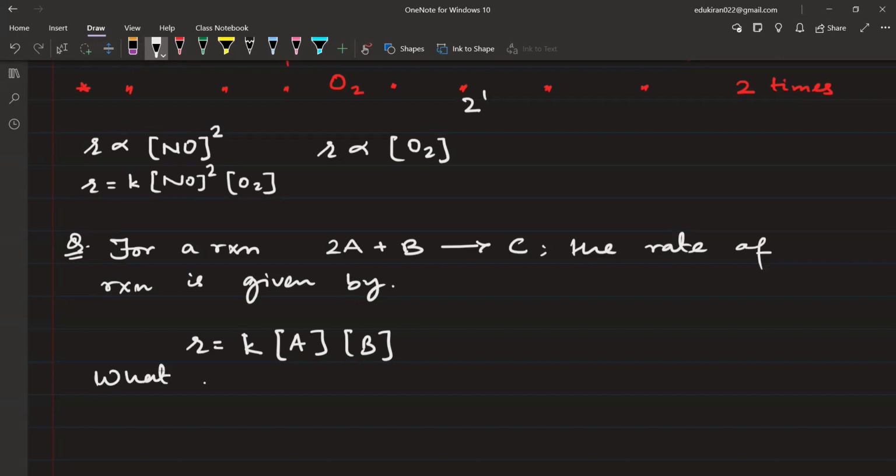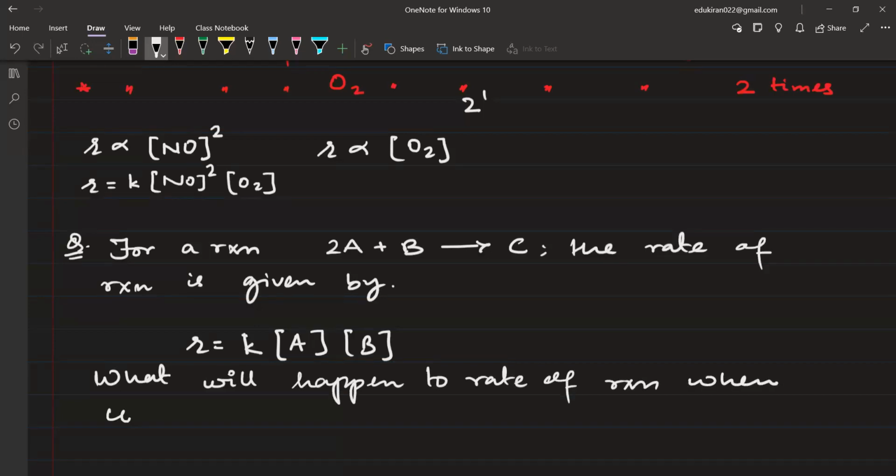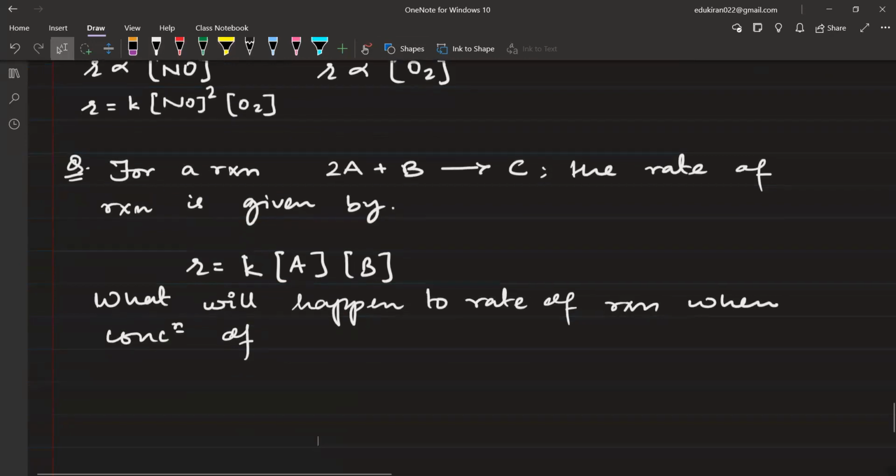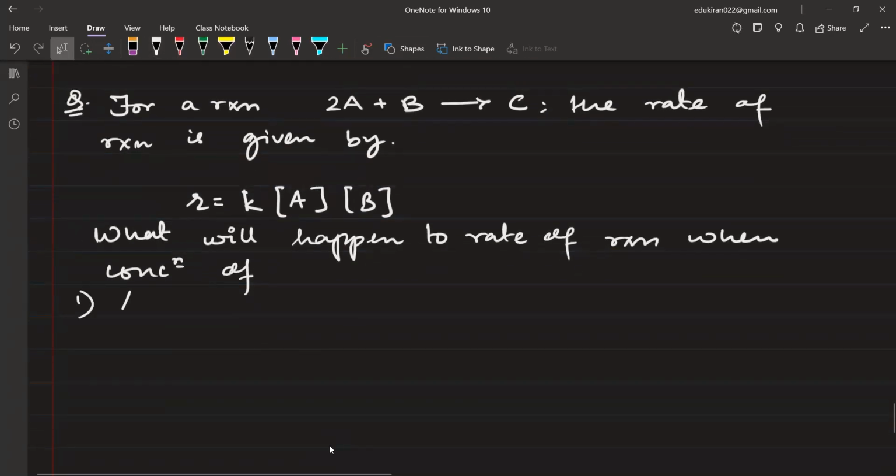What will happen to rate of reaction when concentration of A is doubled? Sir, the rate is 4 times.